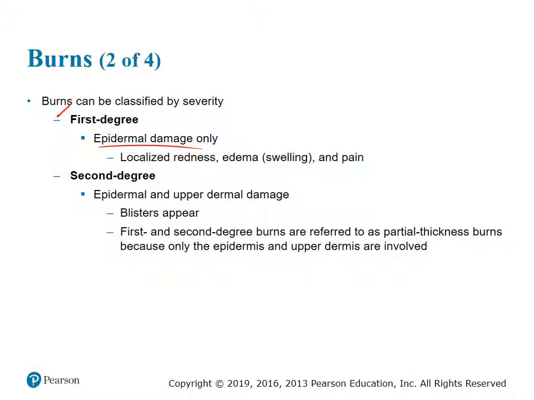Bless you. Sometimes your sunburns can be first degree, right? Since we're in summer already. Sometimes your burns can be second degree, right? So it just depends, right?